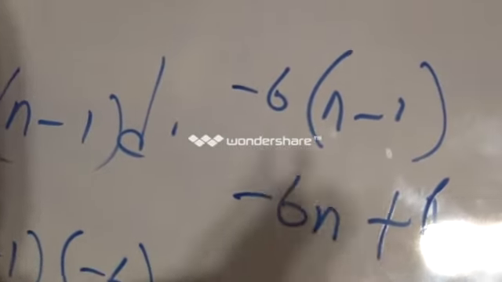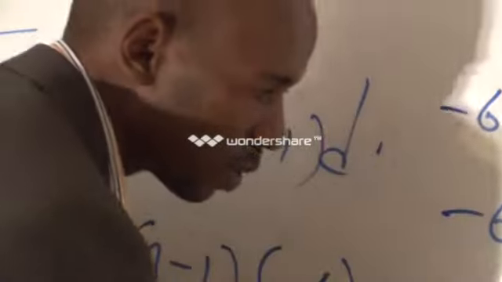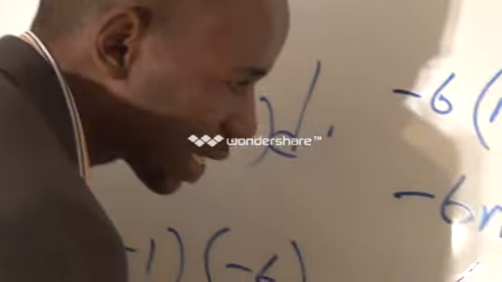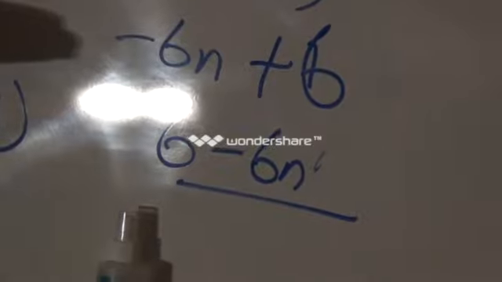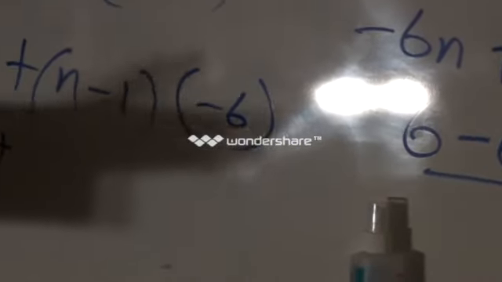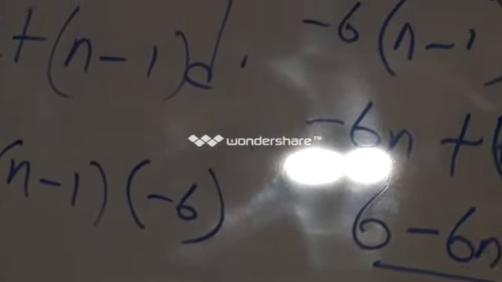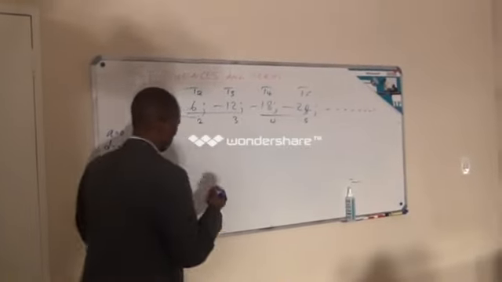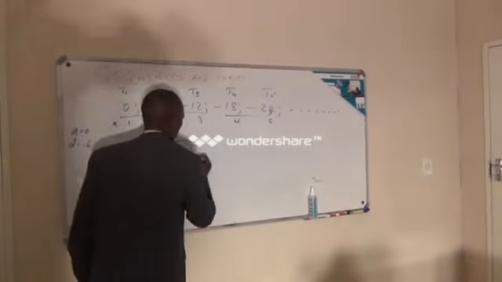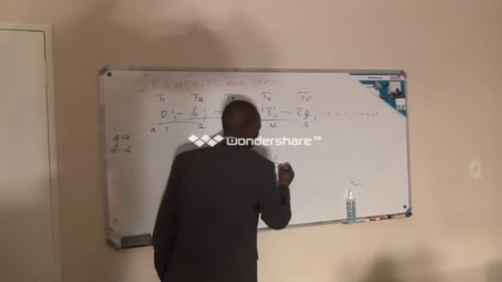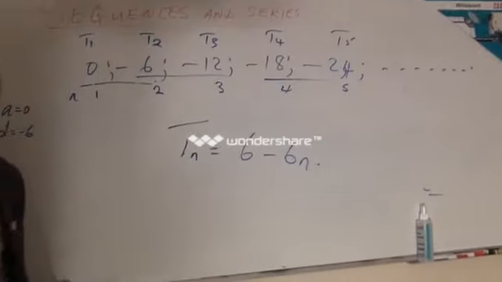Which means this is actually the same as 6 minus 6n in general. It's exactly the same. It doesn't matter the order of addition. Tn is equal to 6 minus 6n for this sequence.